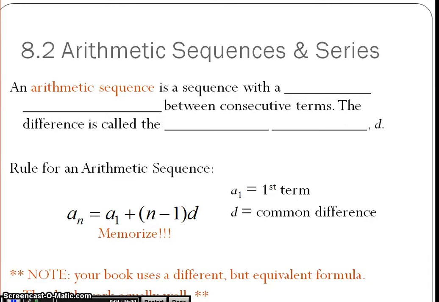Okay, class, today we are doing section 8.2 on arithmetic sequences and series. Arithmetic sequences have a pattern where there is a constant or common difference between consecutive terms. So we say common or constant. The difference is called the common difference, D. We're going to use the letter D for the common difference.